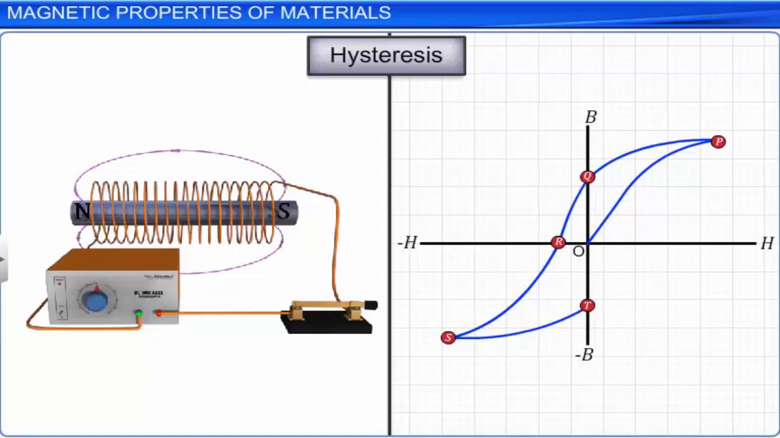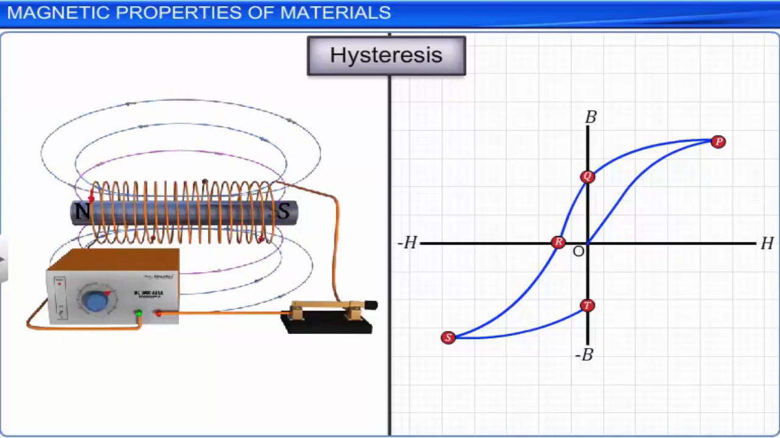And finally, increase the current in the original direction. Then again, the magnetic domains in the ferromagnetic material flipped until the net magnetic field inside it becomes 0. The magnetic field thus increases in the original direction. This is represented by TU in the graph.